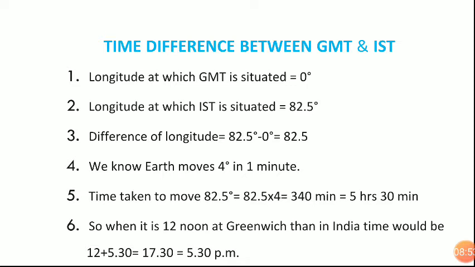So, when it is 12 noon at Greenwich, then in India the time would be 5:30 p.m. That is 12. And how much ahead is India of Greenwich? That is 5 hours 30 minutes, and you get 5:30 p.m.